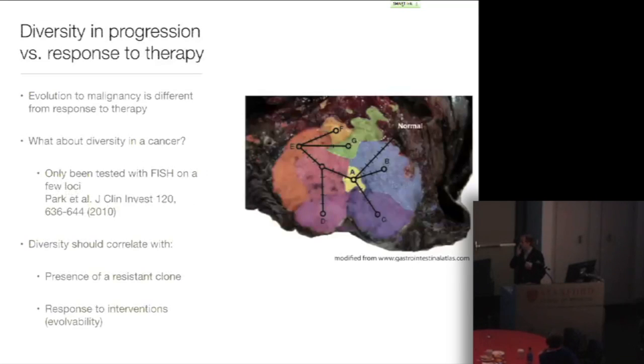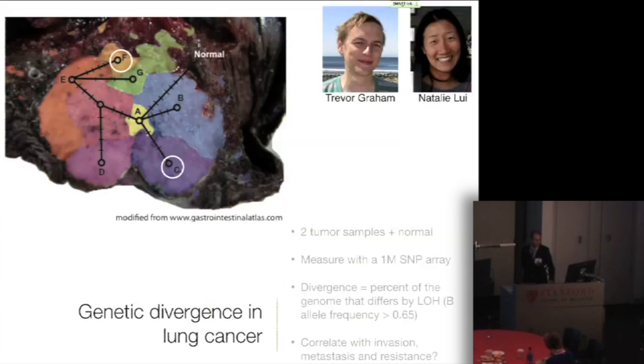So at UCSF in the thoracic oncology lab, we have a large tissue bank of lung cancers, and we were able to take our tissue bank and start looking at diversity predictions for overall survival, not of progression to cancer. So again, this is work by Trevor Graham, also Natalie Louie, who is a really talented fellow and surgeon in the lab. And we did the cheapest thing you could do.